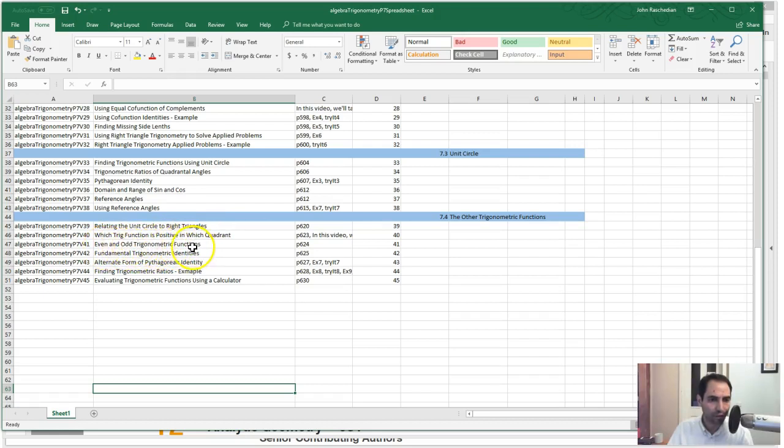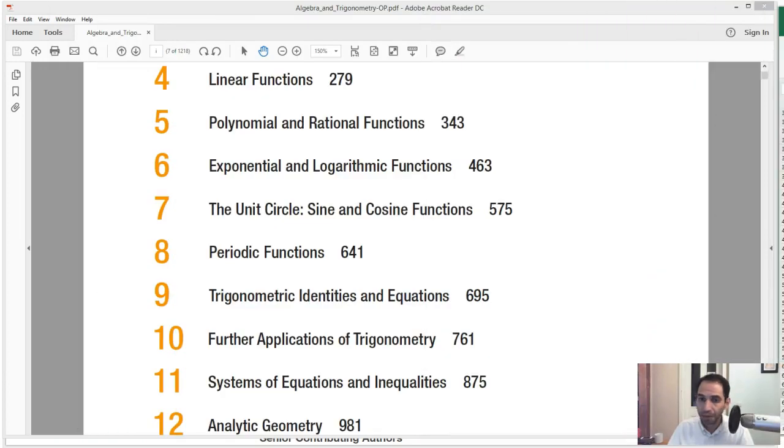and also even and odd trigonometric functions, fundamental trigonometric identities, alternate form of Pythagorean identity, finding trigonometric ratios, and evaluating trigonometric functions using a calculator.